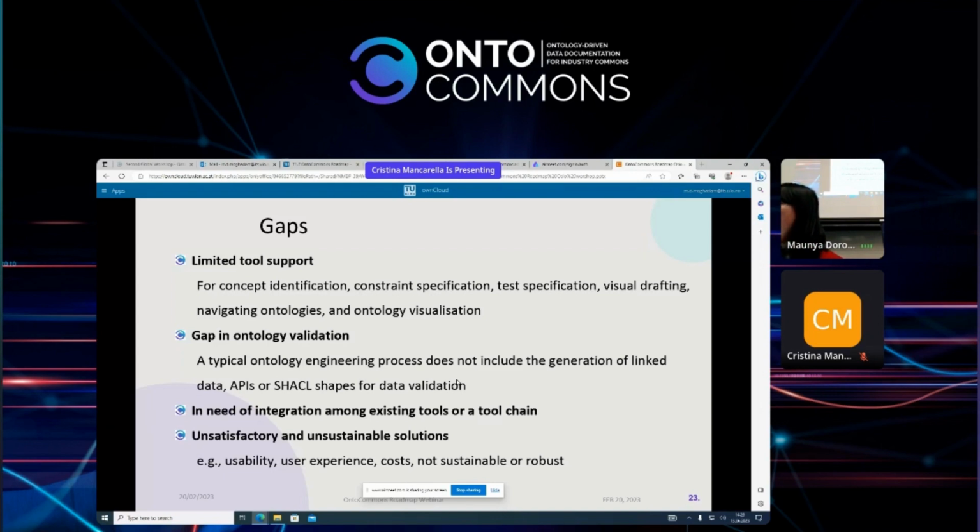For all the ontology engineering phases, we found there is a big gap in ontology validation. That's why we have a dedicated session on day 3 to discuss this issue. The survey also found there is not much consideration of generating linked data for data validation, and SHACL shapes were not widely used for RDF knowledge graph validation. For the existing tools, we found there is very limited integration to ensure all the tools can be used in a chain. This is another topic that will be discussed on day 3.